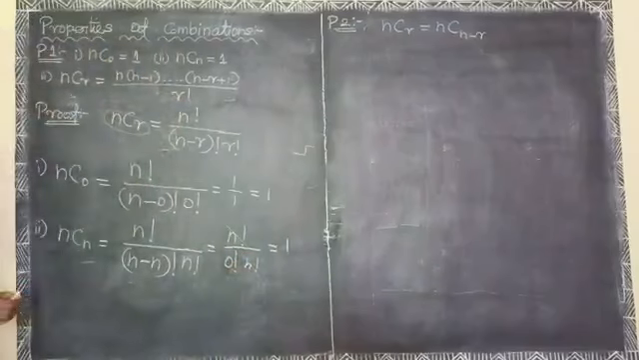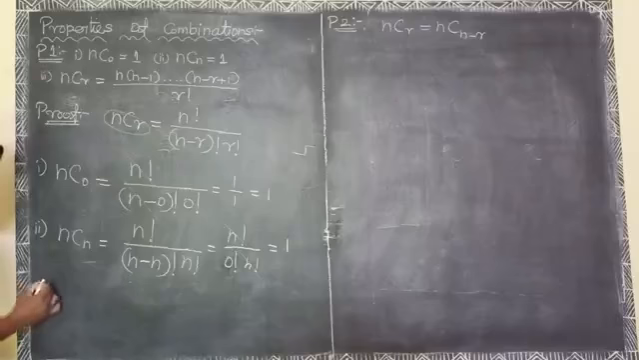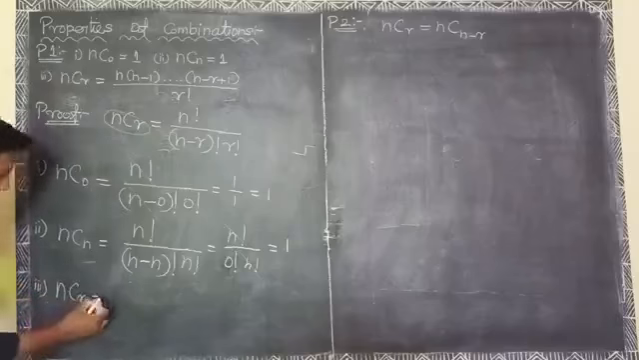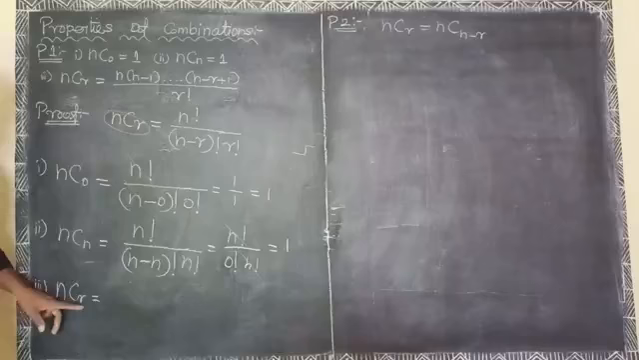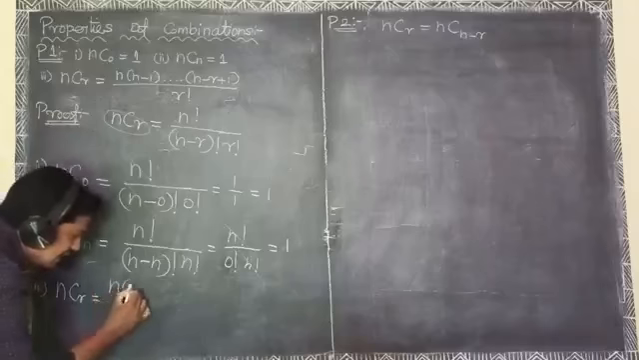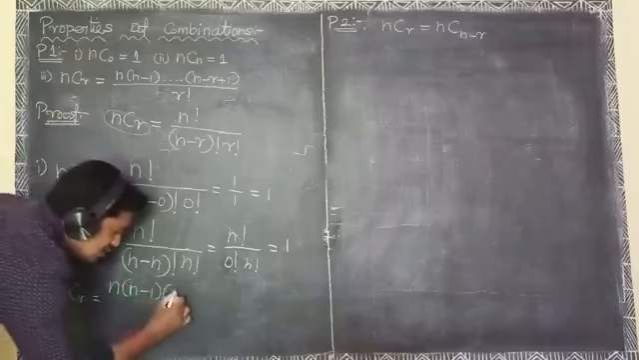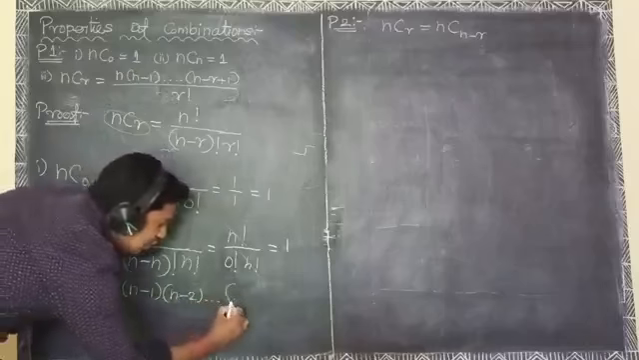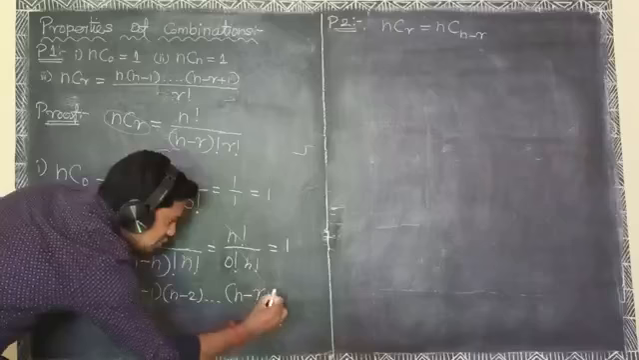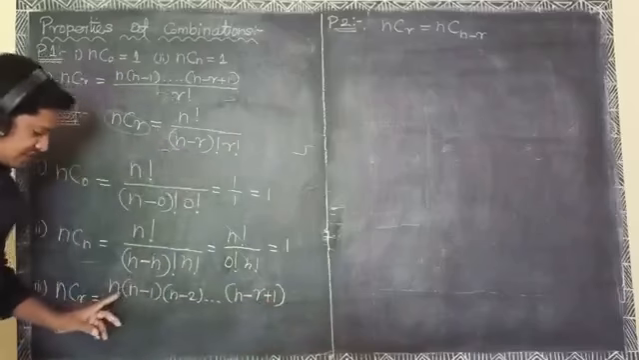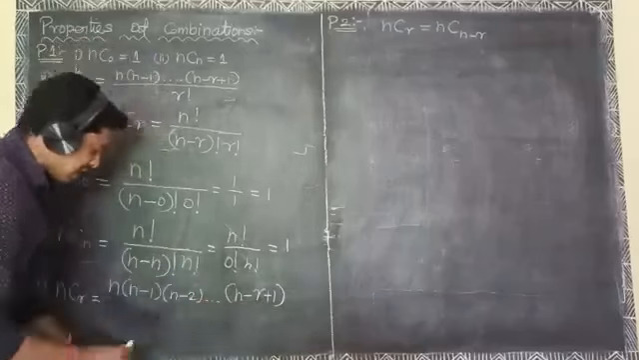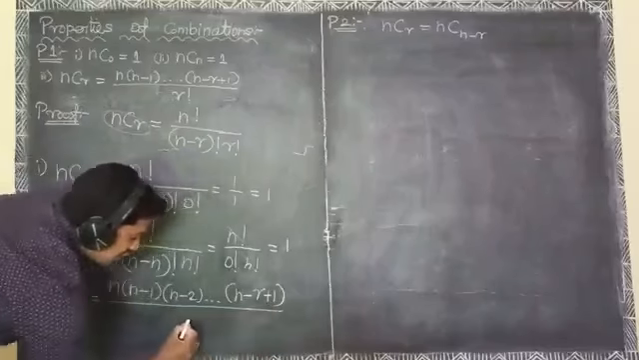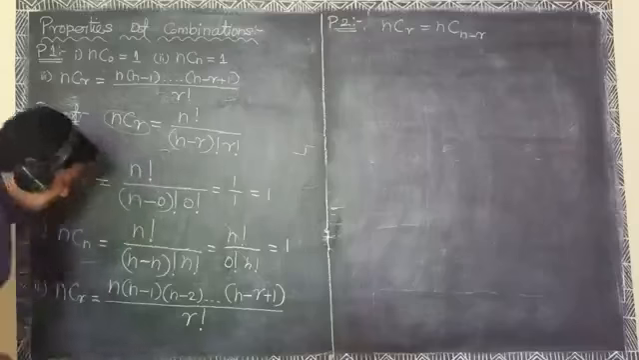In the third subdivision, nCr is equal to, where n is the total number of objects and r is the number taken at a time, n into (n minus 1) into (n minus 2) into and so on up to (n minus r plus 1). That means the first position, second position, third position and so on up to the rth position, divided by r factorial. That is the nCr.